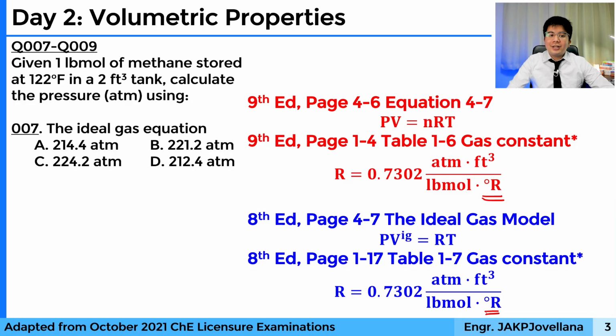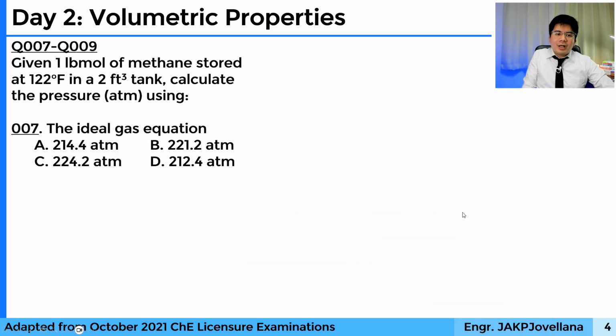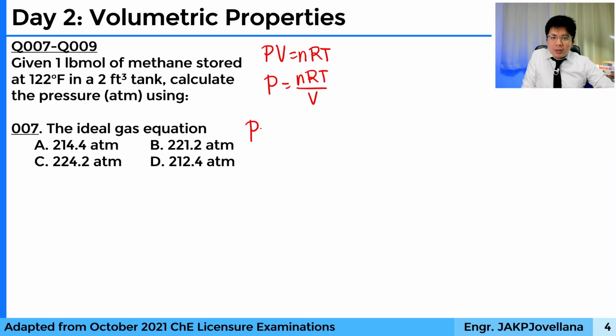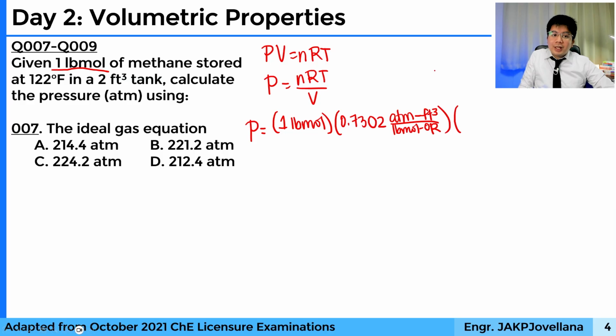So we'll use PV equals nRT to solve for the pressure. From the equation PV equals nRT, the pressure can be calculated as P equals nRT over V. So the pressure is equal to the number of moles n. We're given 1 pound mole, so this is 1 pound mole. And then R, which is given in the previous slide, 0.7302 atmosphere feet cube per pound mole degrees Rankine, and then the temperature in degrees Rankine.